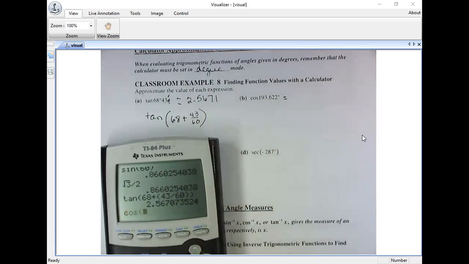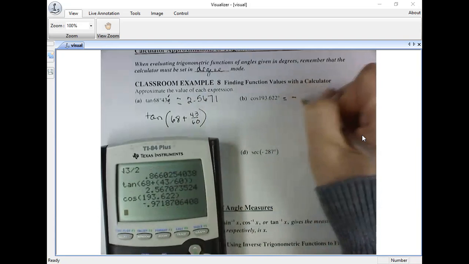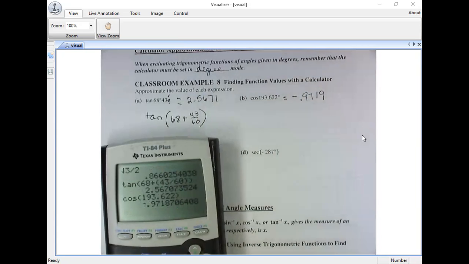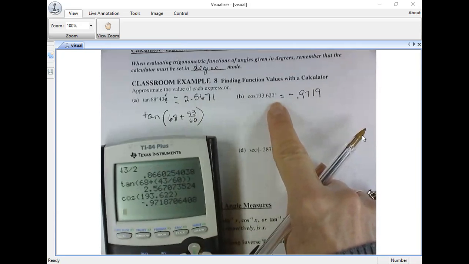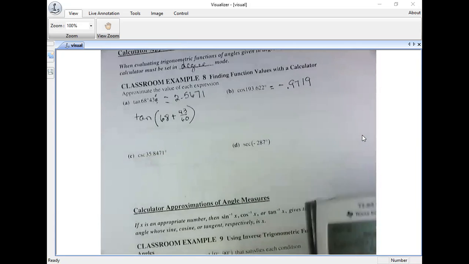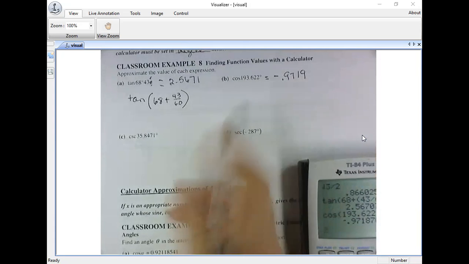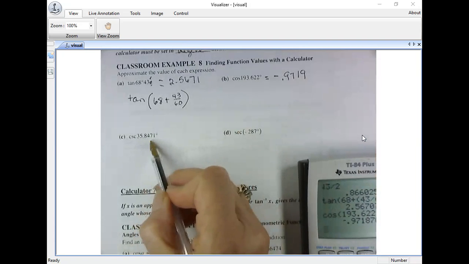If you typed in the cosine of 193.622, you got a negative value, right? And so rounded 4 places to the right of the decimal is what? Negative 0.9719. Okay, so it made sure that it gave us the right sign for the quadrant we were in. Now I could make the adjustment manually if I wanted to do so, but we checked and it gave us the right sign.